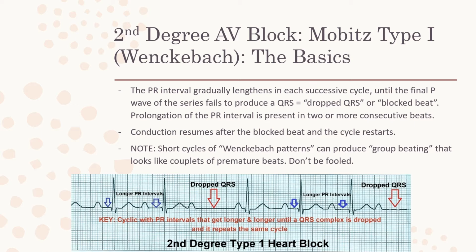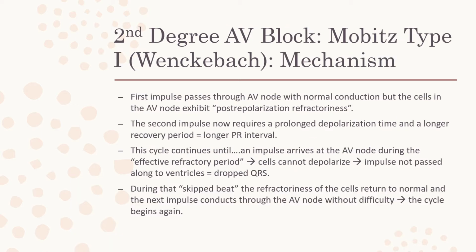And the reason that those Ps without the QRSs are not non-conducted or blocked PACs is because the P to P comes in on time, okay? So the first impulse passes through the AV node with normal conduction, but the cells in the AV node exhibit post-repolarization refractoriness. So they're a little refractory here, and that's going to vary. The second impulse now requires a prolonged depolarization time and a longer recovery time, which increases the PR interval.